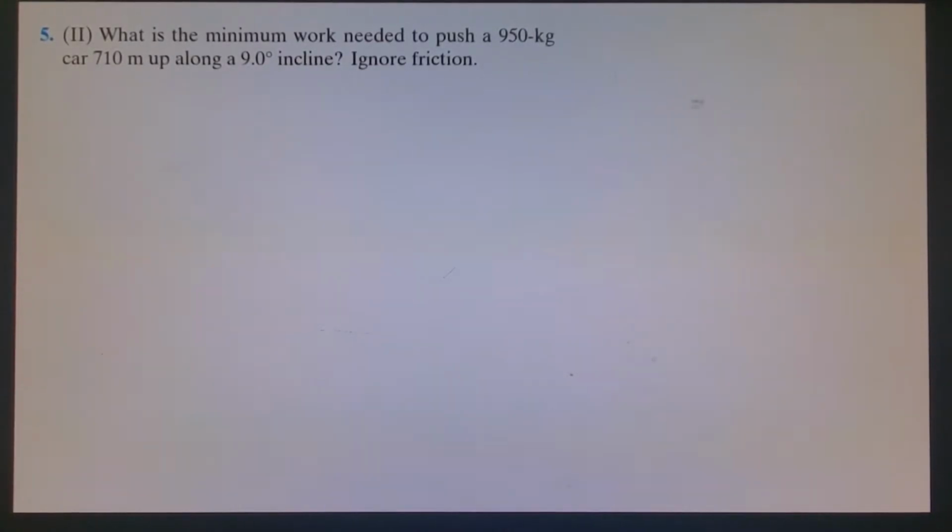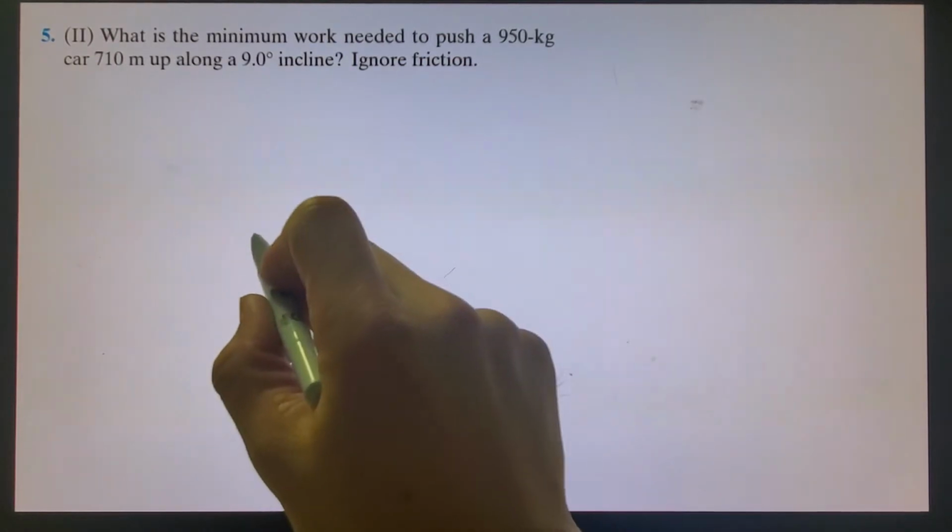This is chapter 6, problem number 5. The lucky number for this problem is 5. What is the minimum work needed to push a 950 kilogram car 710 meters up along a 9-degree incline? Okay, ignore the friction. What's going on here?